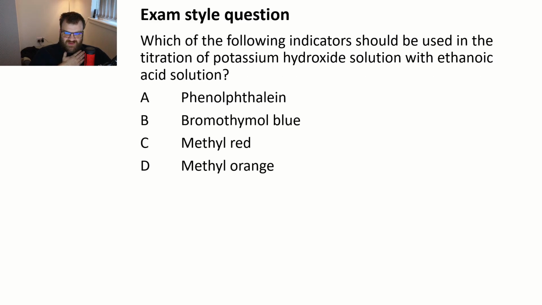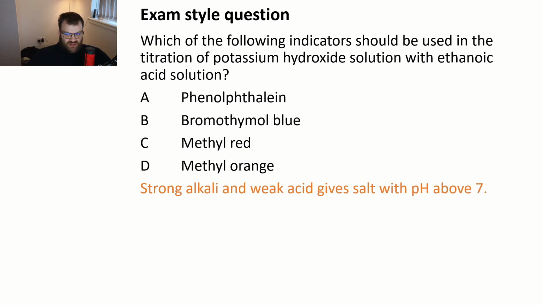In this one, we're asked about which indicator should be used in this titration. It's strong alkali, weak acid. So we're looking for something that gives a colour change above pH 7. Here are the values from the data booklet. Part of bromothymol blue's range is above pH 7, but phenolphthalein has all of the range above pH 7. That would be the best indicator to use for that one.